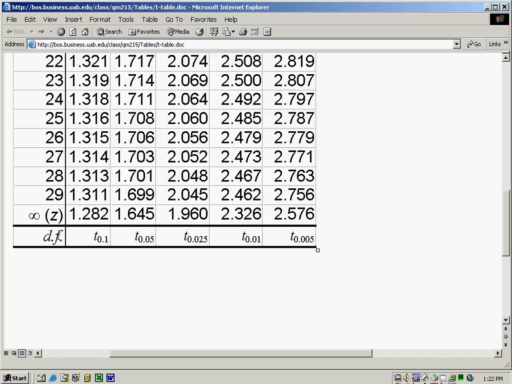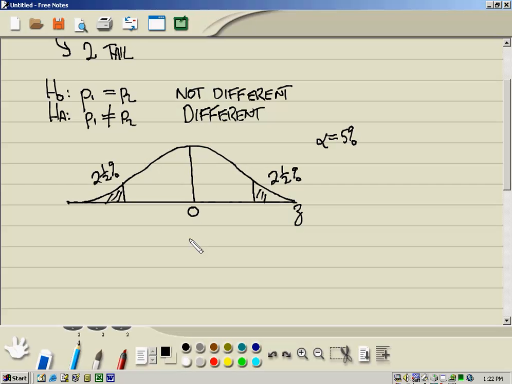Let's go to the t-tables, find the critical value. Remember the last row of the t-distribution is for the z. We want 2.5% of the tail, and it's the old favorite value of 1.96. So our critical values on this distribution are plus and minus, or positive and negative 1.96. So our decision rule will follow this.